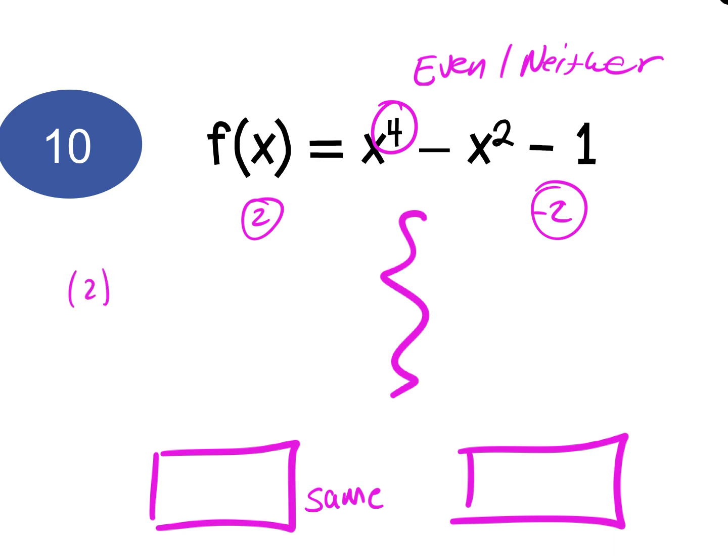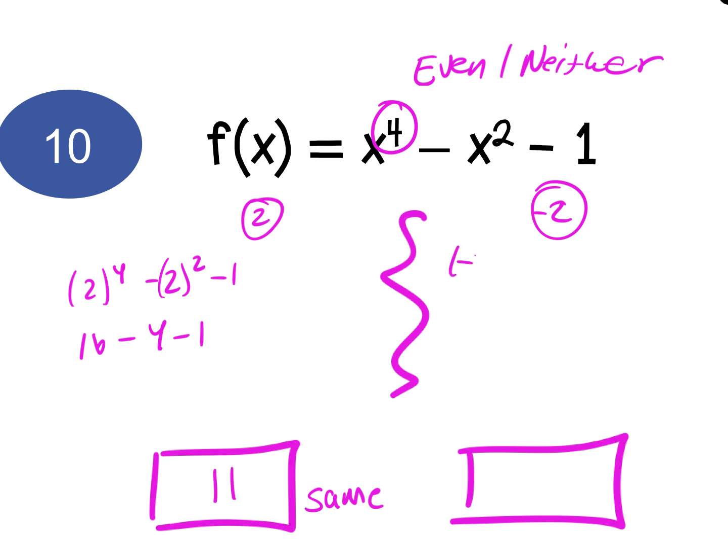So 2 to the 4th minus 2 squared minus 1. Use parentheses, guys. What's 2 to the 4th power? 16 minus 2 squared is 4 minus 1. 16 minus 4 is 12, minus 1 is 11. Good.